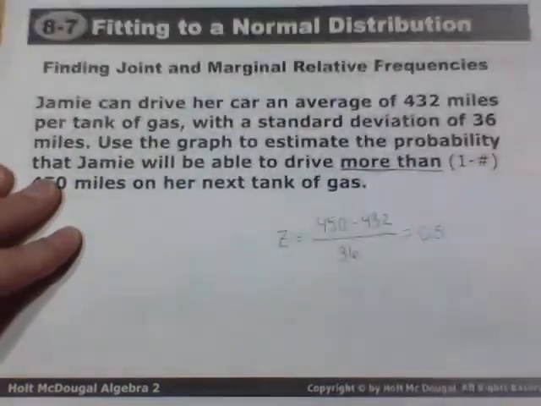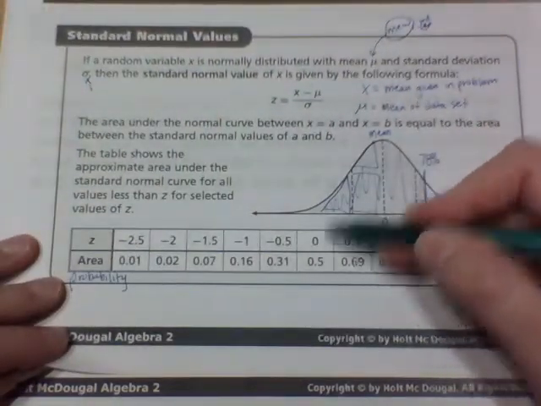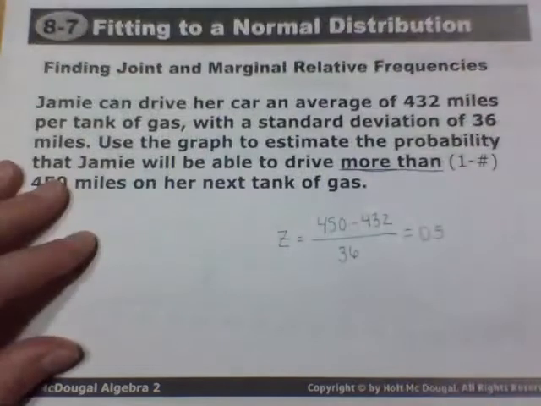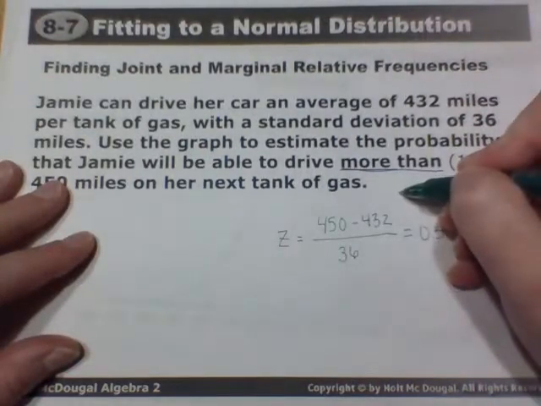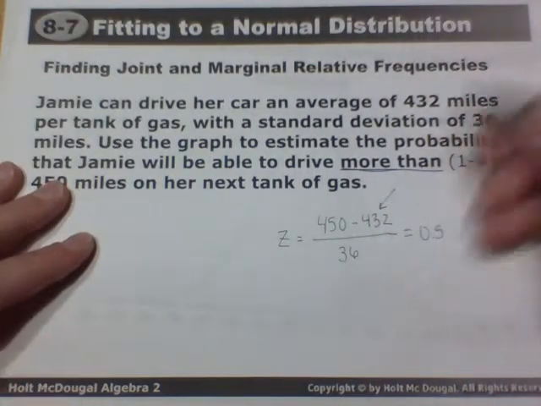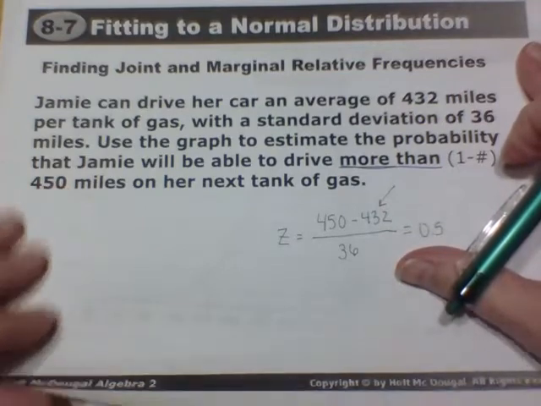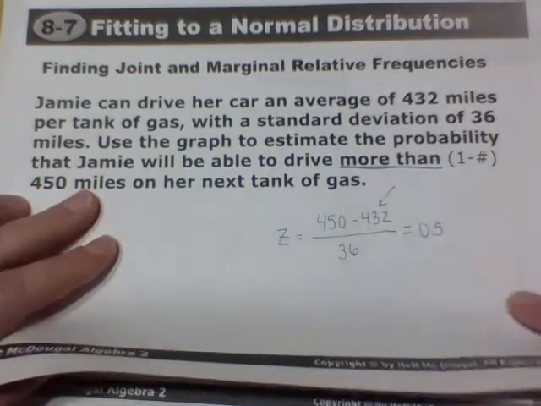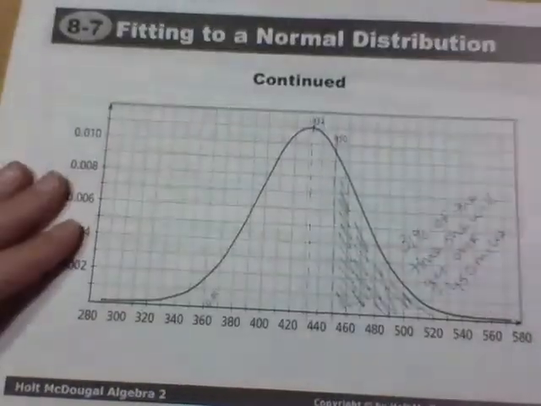And so that's telling us, based on this chart right here, that it is half of the time that we would be getting this 432 of the miles per gallon, miles on our tank of gas. Anyway, concept question.